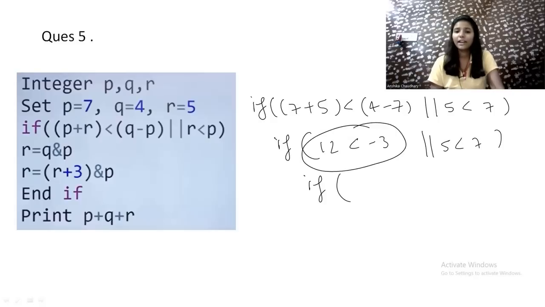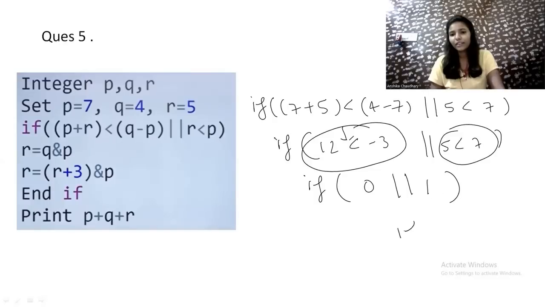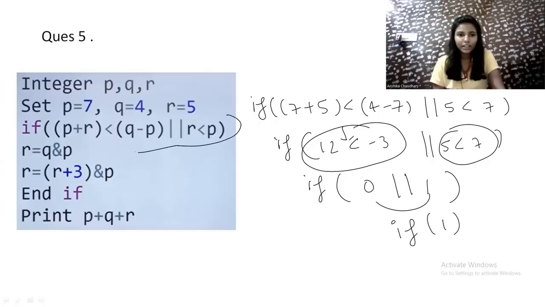perform this operation, as the precedence of relational operators is high. Whether 12 is less than minus 3, no, the condition is false, so it will give 0 or false. Or again, as the relational operator has higher precedence, we will perform this operation. 5 is less than 7, yes it is, so it will give 1. Now 0 or 1 gives 1. So the condition is true here and we will come into the if part.